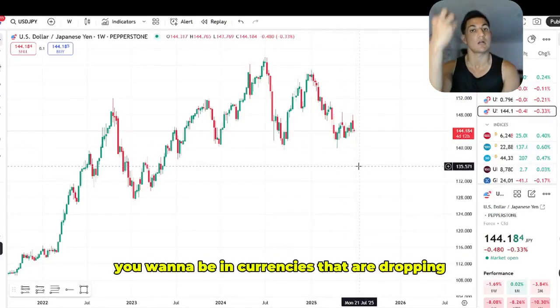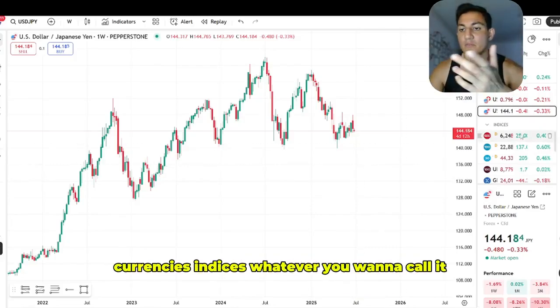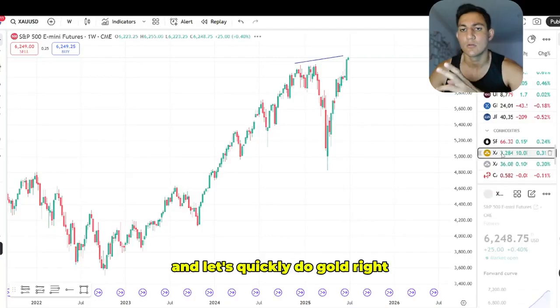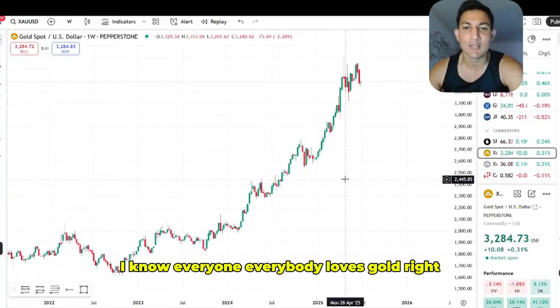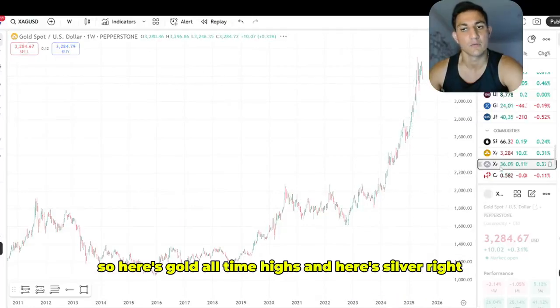You want to be in currencies that are dropping like a brick or going to the moon, right? Currencies, indices, whatever you want to call it, or whatever you like to trade. Exact same analysis applies. And let's quickly do gold, right? I know everybody loves gold. So here's gold, all-time highs, and here's silver, right?